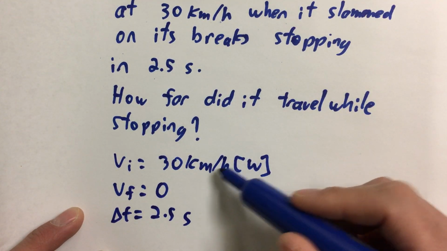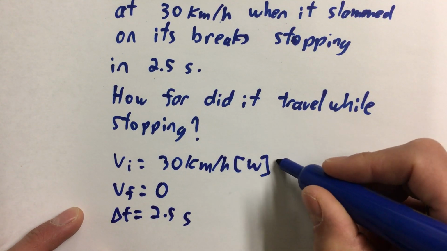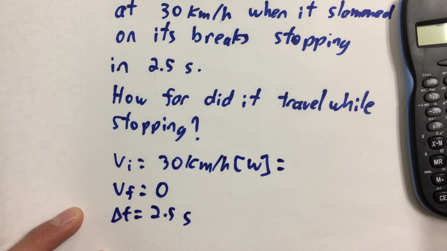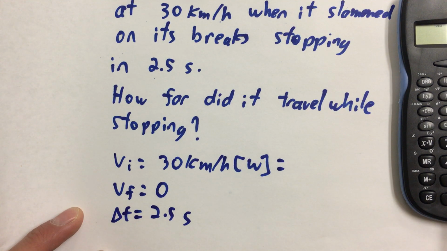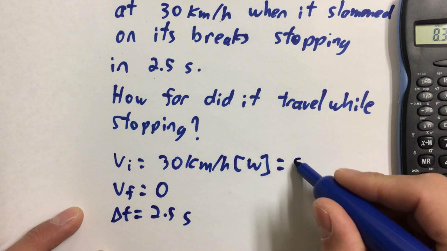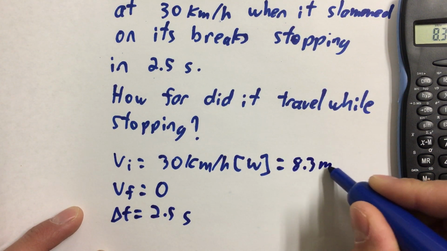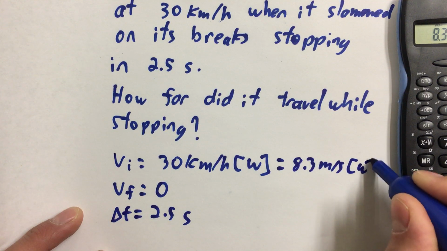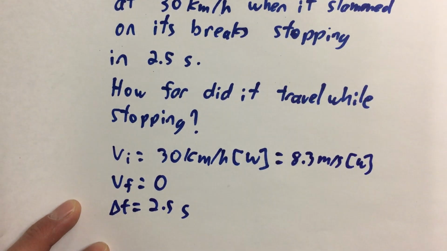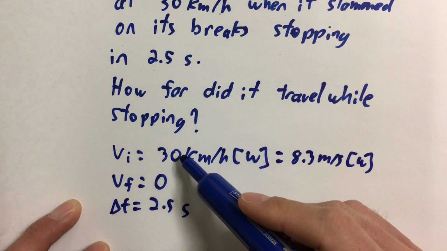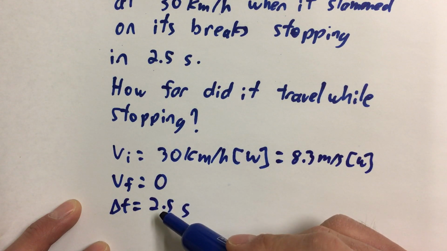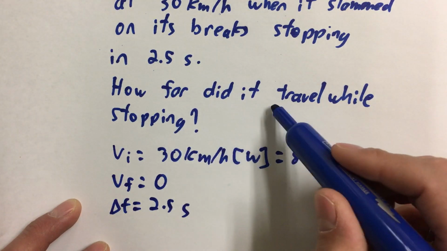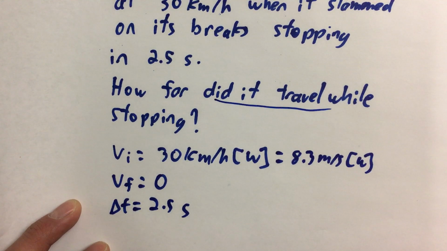Okay, we can't mix kilometers per hour with seconds. So we're going to divide by 3.6. 30 kilometers an hour is 8.3 meters per second west. So we have initial velocity, we have final velocity, we have time, and we want to know how far it traveled, so we're looking for displacement.